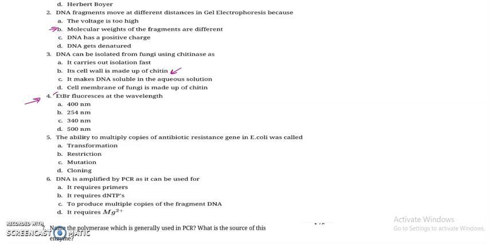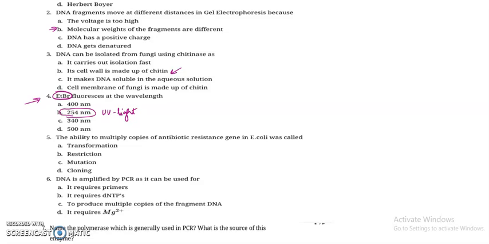So EtBr means they are asking about ethidium bromide fluorescence at the wavelength. So this is going to be the wavelength 254 nm because this is associated with UV light. Okay. So when a question on gel electrophoresis comes, you can also use the same wavelength in one of the sentences of your answer.